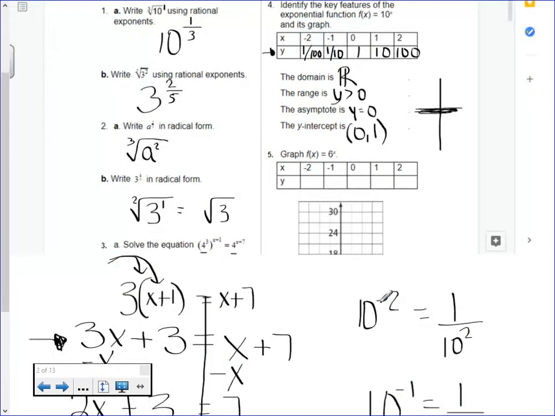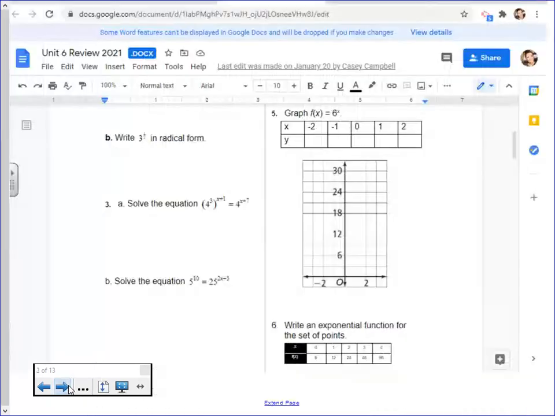Number 6 is very similar. It's just a different equation. Let's go over back to B first. So this is 3B. No, we already did this one. We did this one. We need to do this one down here. This one.